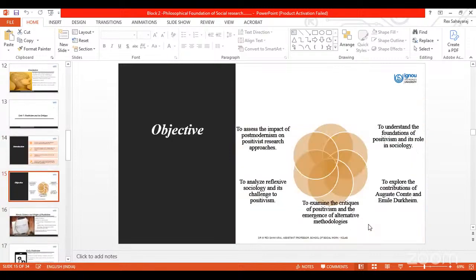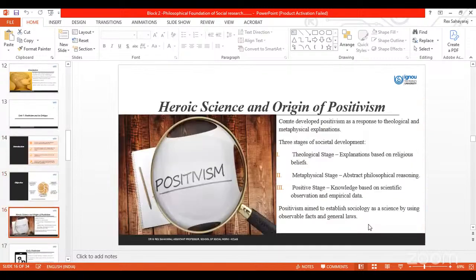And we learned all those criticisms, the origin of positivism, and Auguste Comte, the development of theological stage, metaphysical stage, and positivist stage. So when we say three stages, this is very important when we try to capture how society is. Any society moves through these stages. One is the theological stage, that is explanation based on religious beliefs.